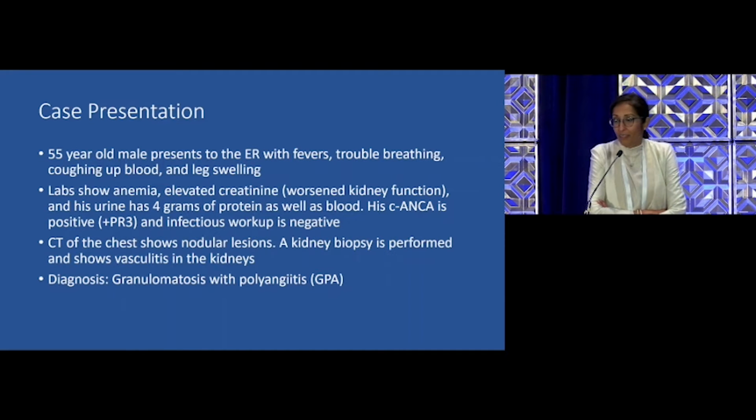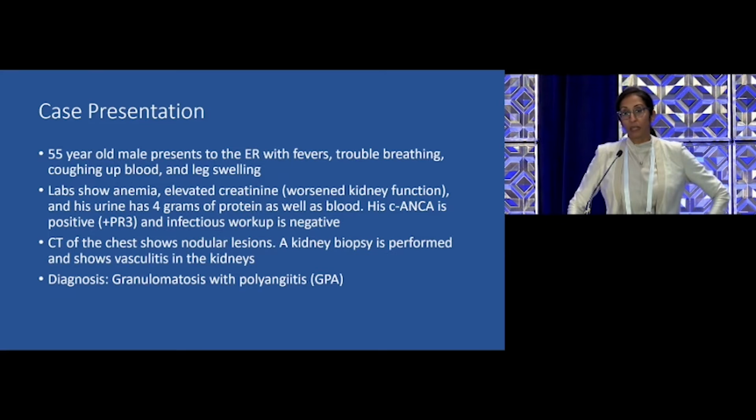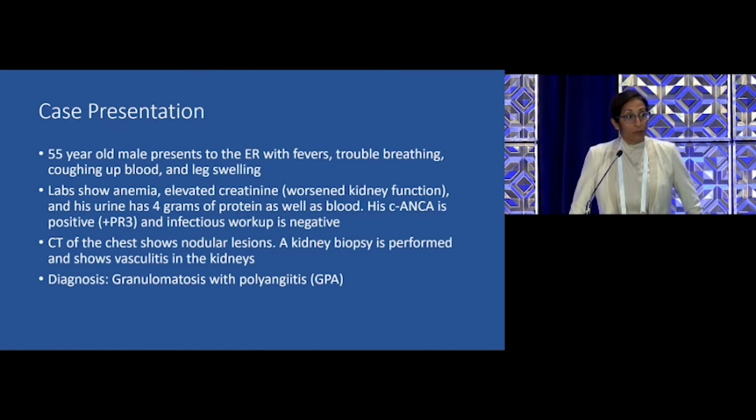I always think about things in terms of a case, so we'll start with the case. This is a 55-year-old male. He presents to the ER with fevers, trouble breathing. He's coughing up blood. He has leg swelling. We get some blood work. There's some anemia, so low hemoglobin, elevated creatinine, so worsened kidney function. The urine has 4 grams of protein as well as blood.